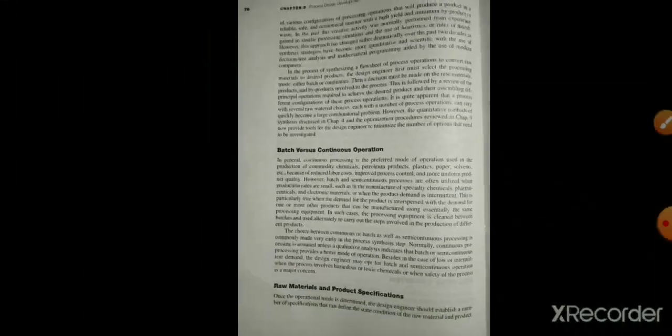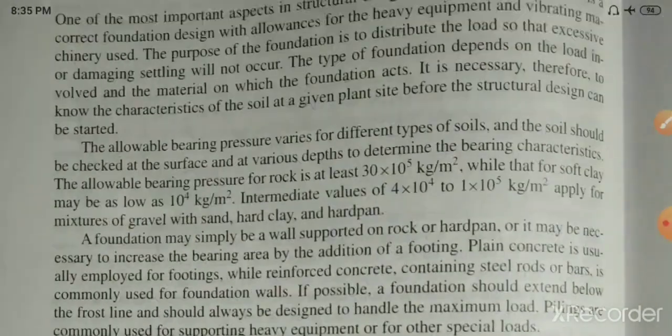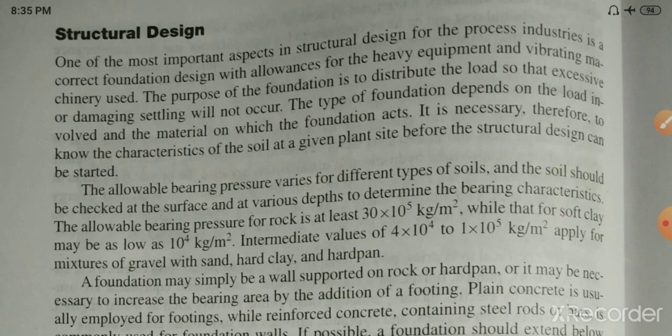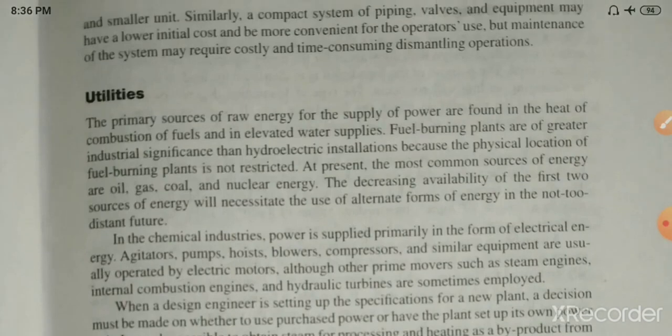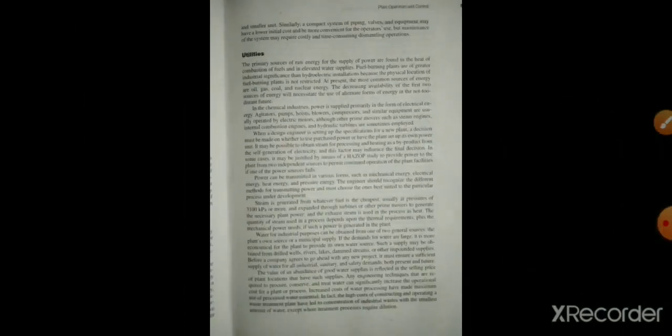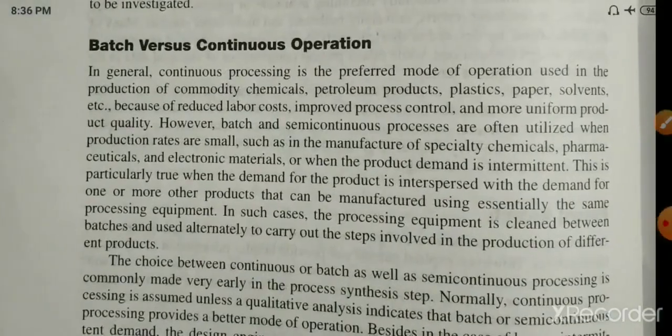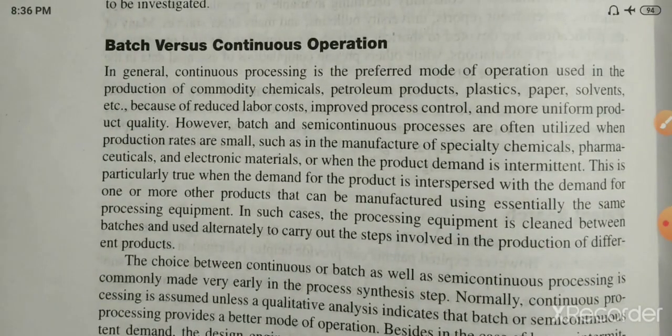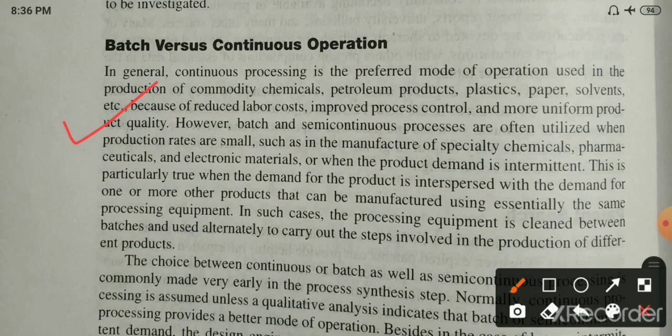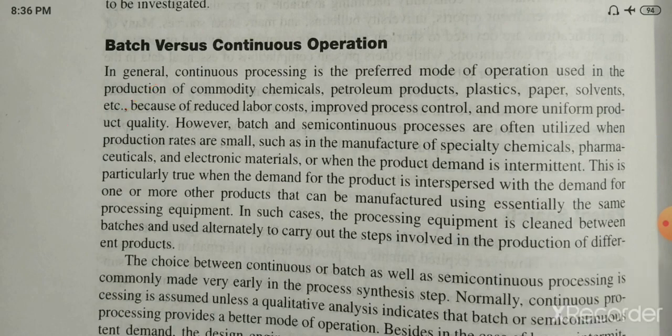Some auxiliaries, structural design, in this process: instrumentation control system design, and some utilities. We have to see what planning is done. Etc. On this basis, because of the reduced labor cost, improved process control and more uniform product quality, the quality will be better.